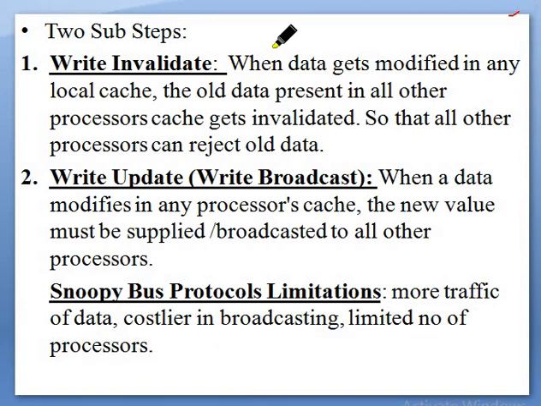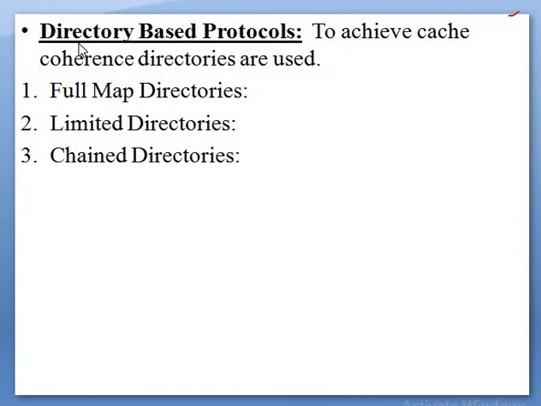So now, another option we have is the directory-based protocol. Here, the directory-based protocol is a substitute or replacement for the Snoopy bus protocol. What is the purpose? It is to achieve the best cache coherence. For that, we are using directories. Directories means one who maintains data or information in proper order with respect to some logic.